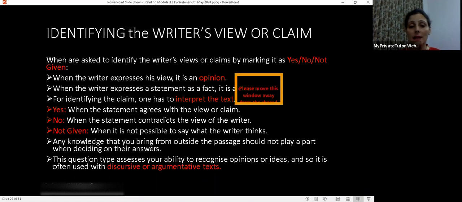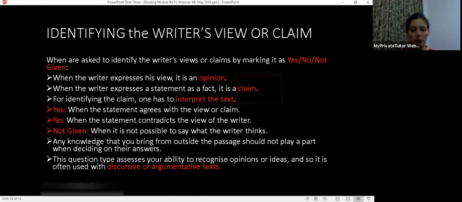For identifying the claim, one has to interpret the text. When the statement agrees with the view or claim, you have to write yes. If the statement contradicts the view of the writer, you have to write no. And when it's not possible to say what the writer thinks, and it's not mentioned there, instead of reading the passage again and again, you are going to write not given. Any knowledge that you bring from outside the passage should not play a part when deciding on your answers.